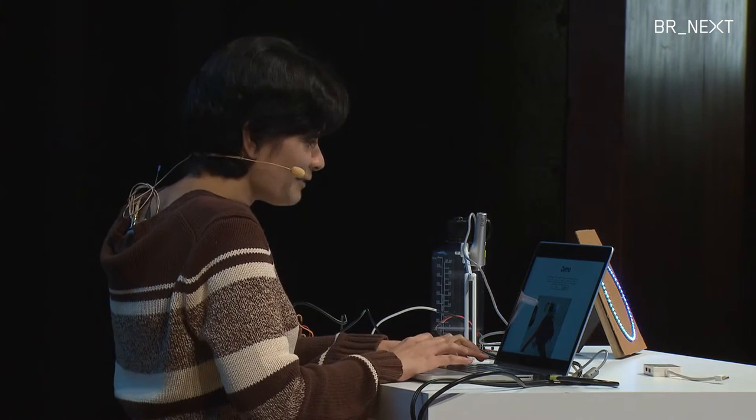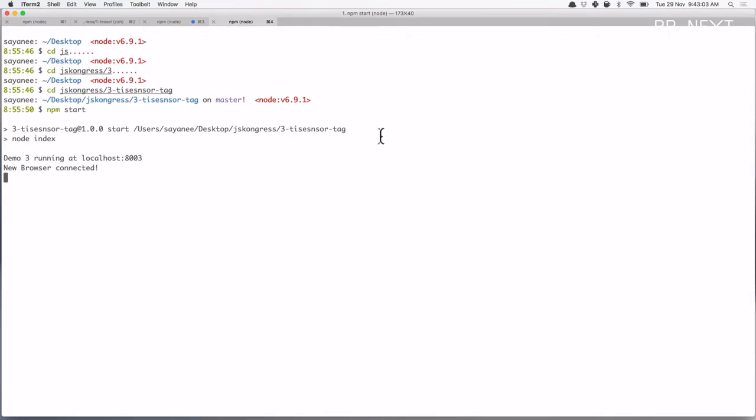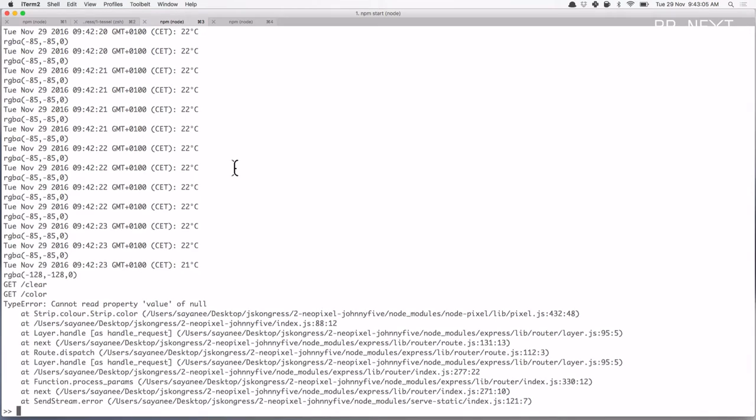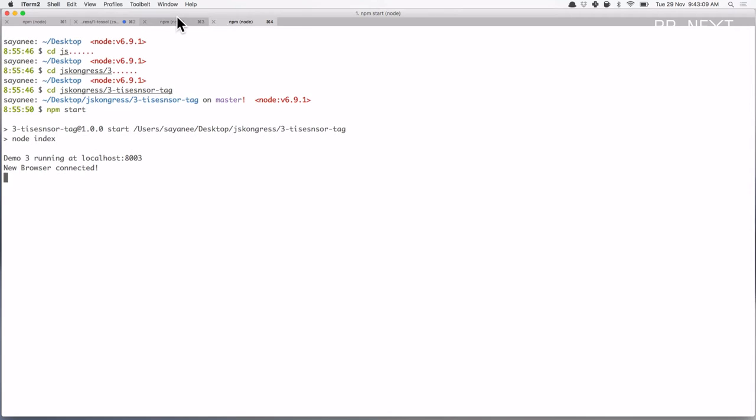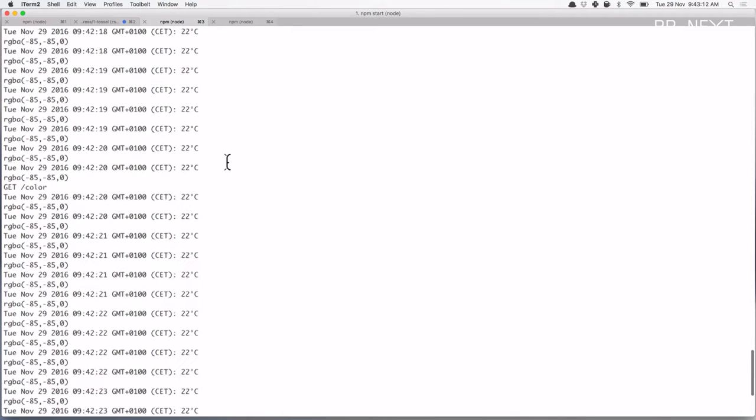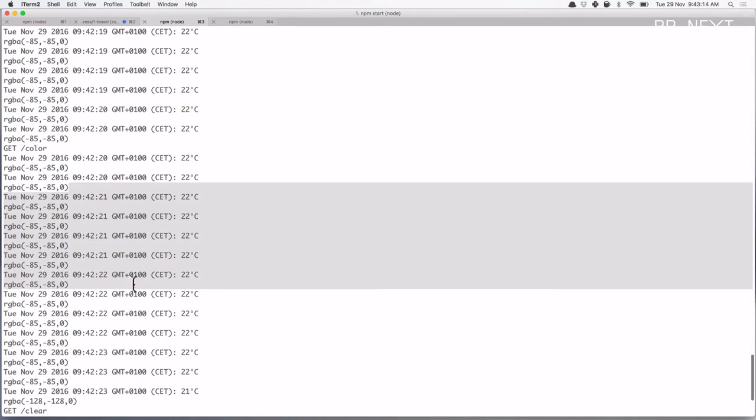So I have a Node.js server that's running right here. Notice here, let me show you. That's running right here. And that's how you are getting the temperature data that you see here.